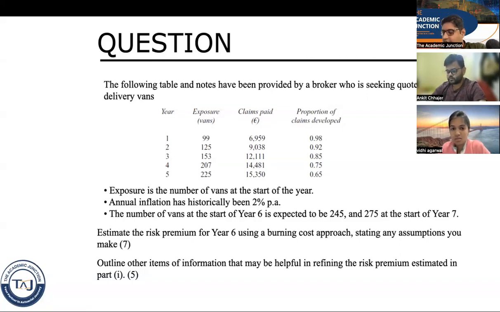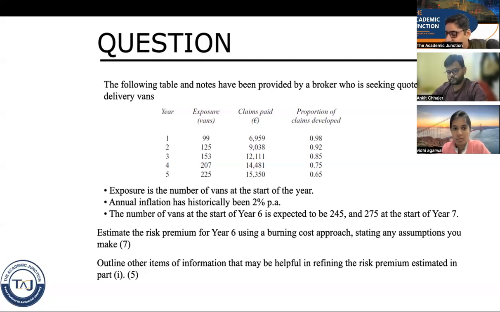Fine. All right. So one important point which a lot of you guys missed is the question here, right? The question specifically asks for information that may be helpful in refining the risk premium estimated in part 1, which means that you guys cannot talk about loadings.